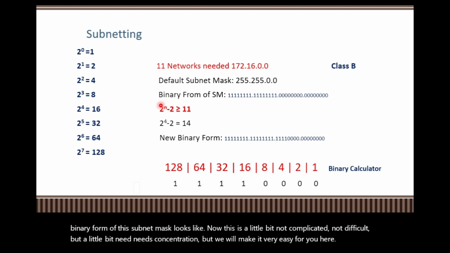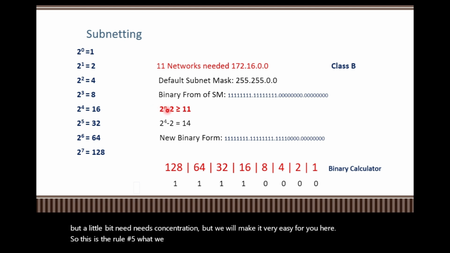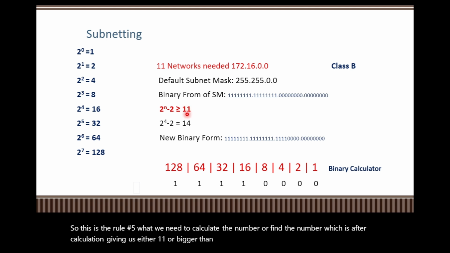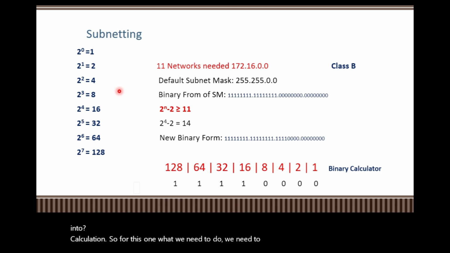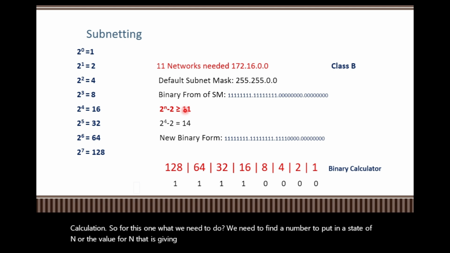So this is rule number 5. We need to calculate, or find, a number which after calculation gives us either 11 or bigger than 11. Or let's put it this way, we need to find a number that, after calculation, is either equal to or greater than 11. This is where the charts come into calculation. For this, we need to find a value for n that gives us either 11 or greater than 11.